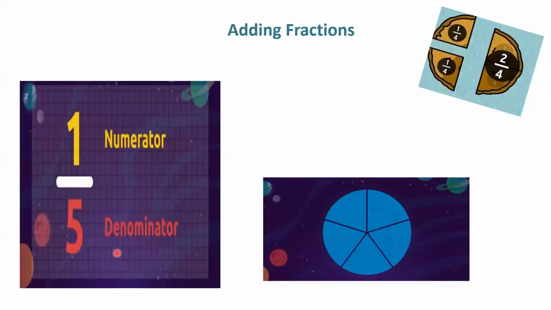But if I don't have the same denominator, like if I have 1 over 5 plus 3 over 5, it's so easy because here the denominators are the same. So we are going to put the same denominator and only add 1 plus 3. It will be 4 over 5.